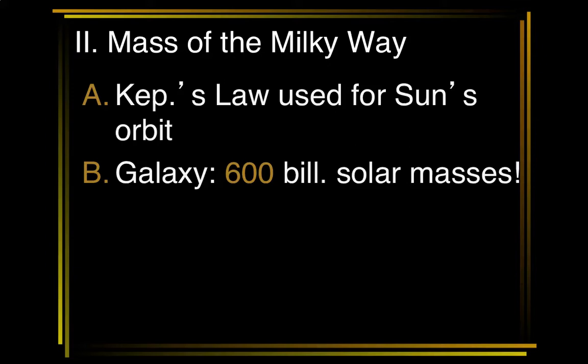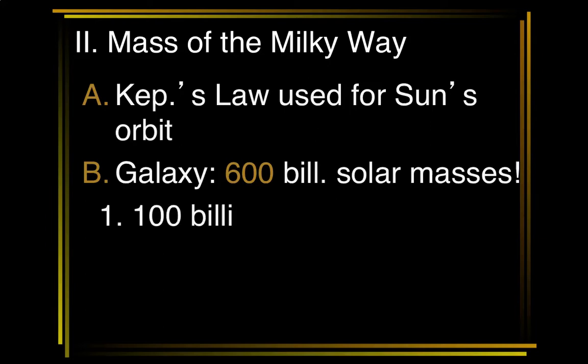Pretty hard to contemplate. Now, that doesn't mean there are 600 billion stars. As a matter of fact, the estimates range from about 100 to 200 billion stars. This 600 is the total mass, including things like black holes and dark matter and so forth.